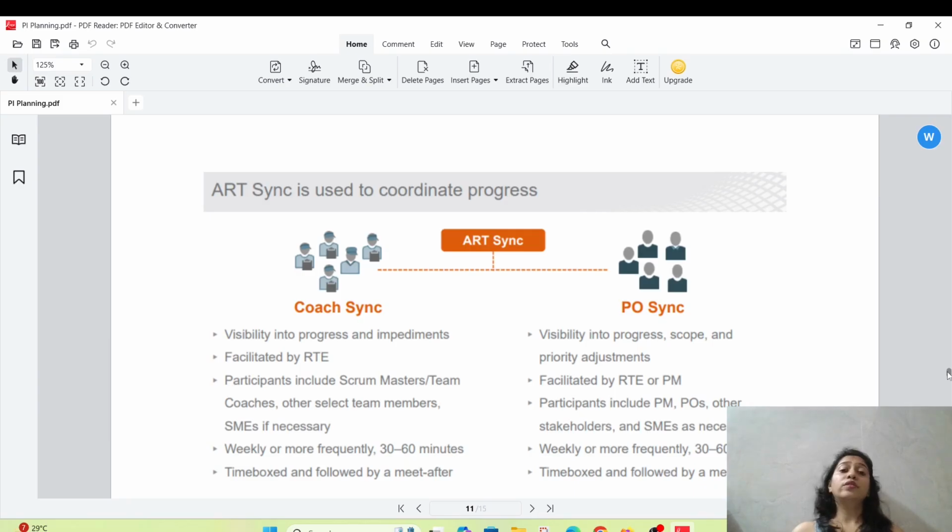So this is all about PI planning as part one. We are going to meet and discuss the remaining things of PI planning in part two. Just be with me. Thank you.